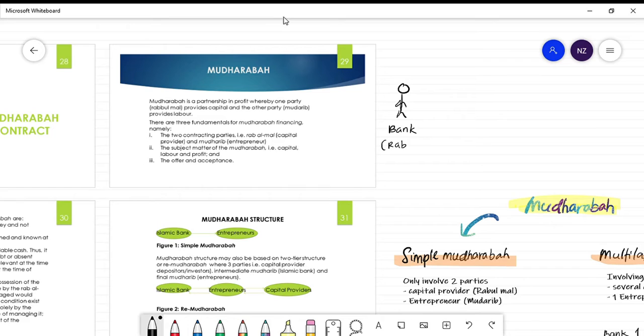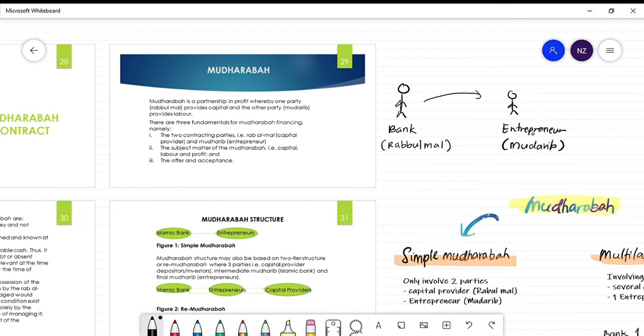They call it as Rab-ul-Mal, right? And dia akan make it into contract ataupun dia akan provide capital to the entrepreneur, and in Arabic they call it as mudarib. You have to recap back lah apa fungsi bank dan juga entrepreneur kalau secara detail. But here dalam topik ini I just want to recap a little bit on the concept lah. So now the bank akan provide capital to the entrepreneur.